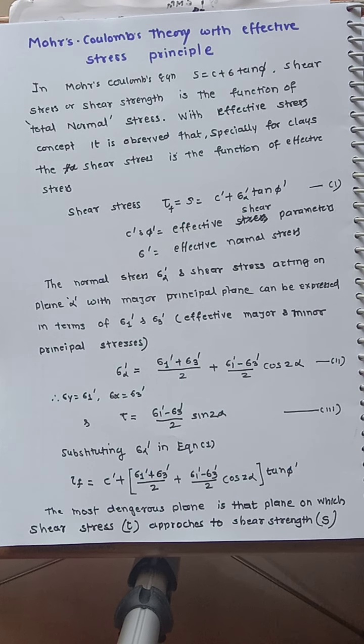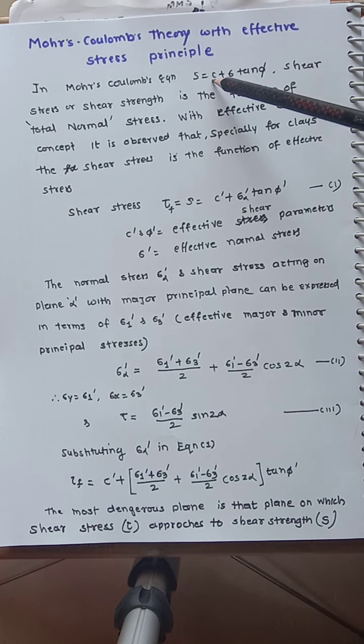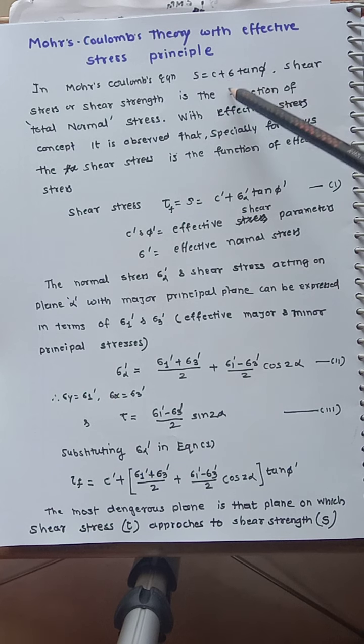Now, Mohr-Coulomb theory with the effective stress principle. In the earlier Mohr-Coulomb equation, we have seen that S is equal to C plus sigma tan phi, where C and phi are called the total shear parameters. In that also, sigma is the total normal stress.